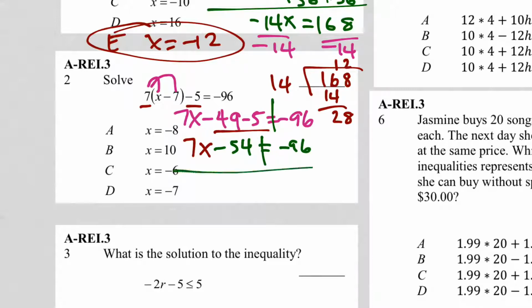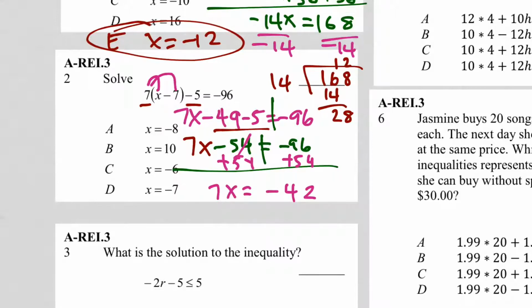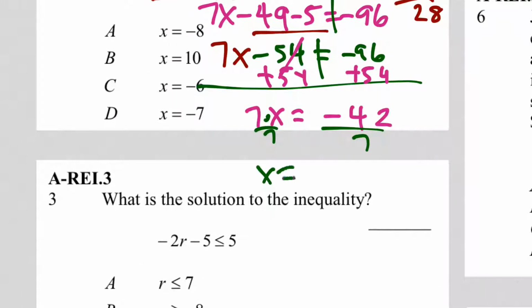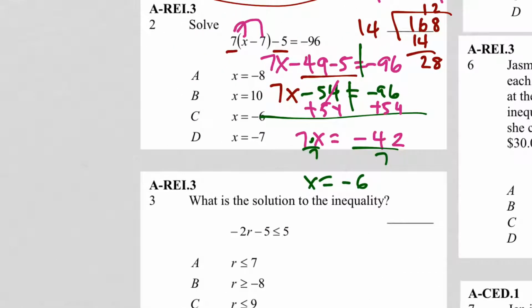I want to solve for x, so the opposite of subtracting 54 is to add 54. So I get 7x is equal to negative 42. The opposite of multiplying by 7 is to divide by 7. So negative 42 divided by 7 is negative 6.